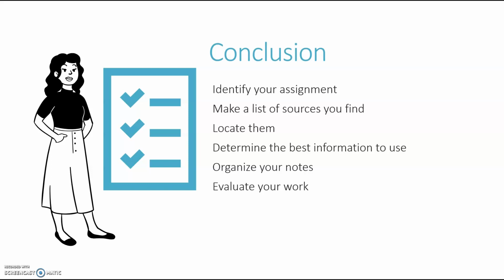Let's recap the lesson. Identify your assignment. Make a list of sources you find. Locate them. Determine the best information to use. Organize your notes. Evaluate your work. Follow these steps and you should be able to create an A+ research project.